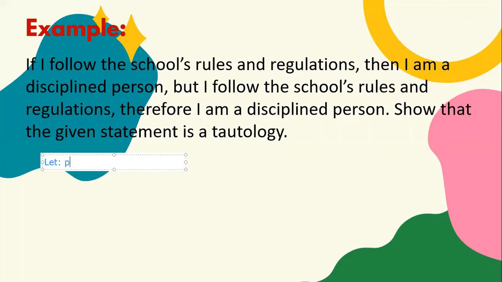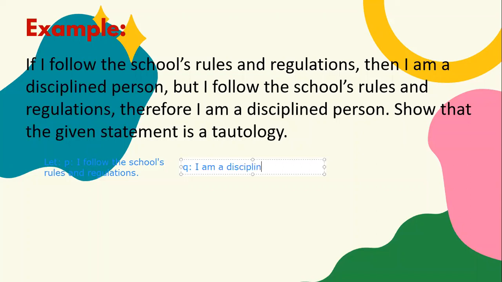So let P be what? I follow the school's rules and regulations. Okay, I follow the school's rules and regulations. And the next proposition, Uriel pa rin. Continue, anak. I am a disciplined person. Okay, and how are we going to denote that? Let that be equal to Q. I am a disciplined person. Okay, so those are our two propositions.